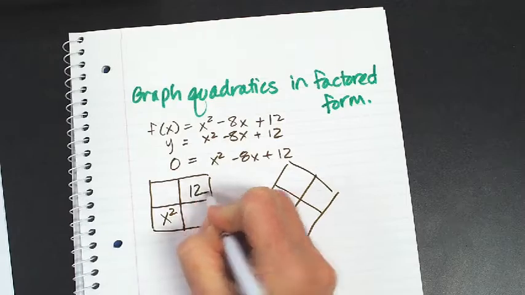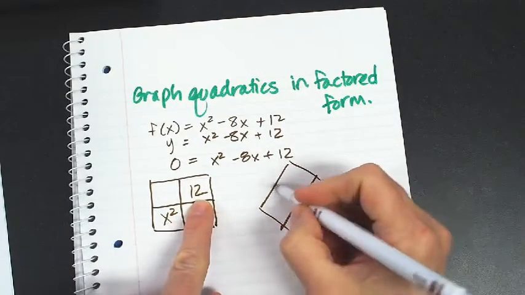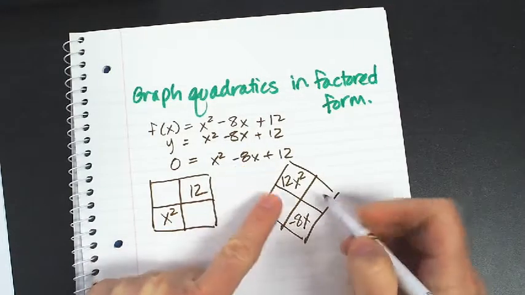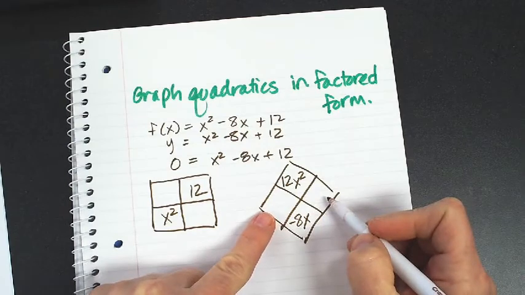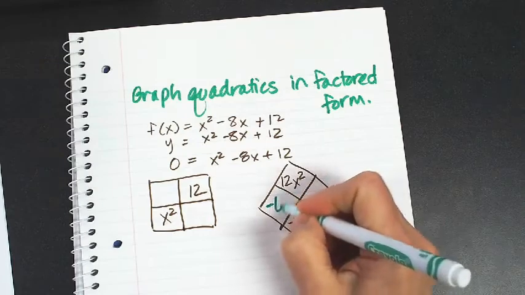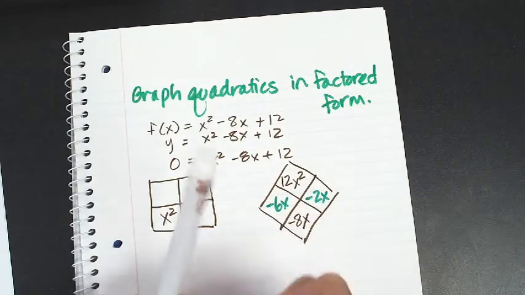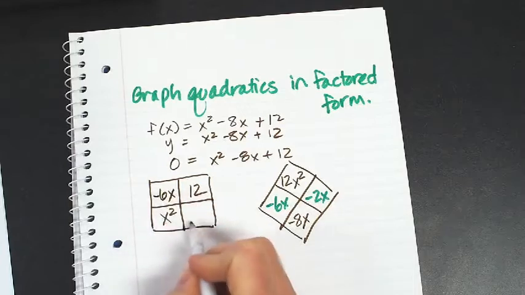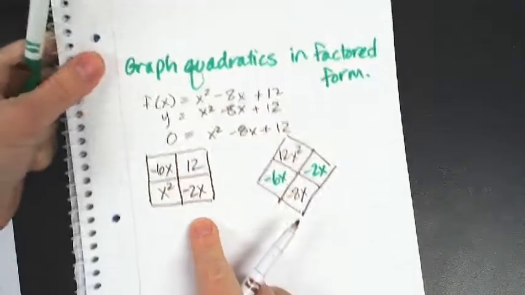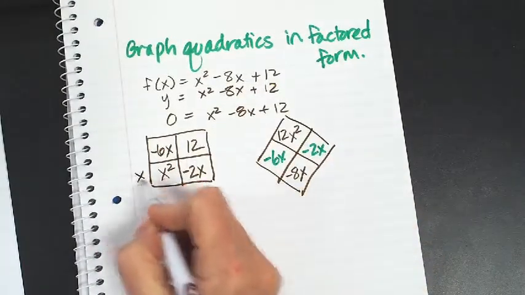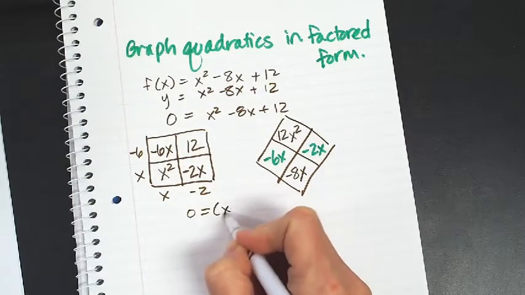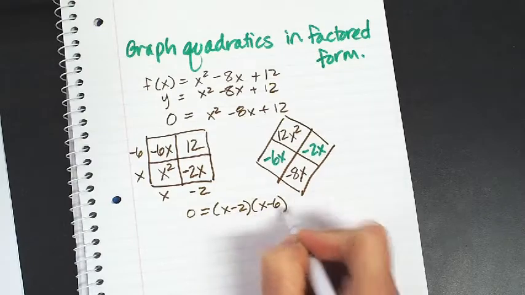X squared and 12 in opposite corners. The product of those two is the top of my diamond. The x term is the bottom of my diamond. 6 times 2 is 12, and if I make both of those negative, that will add up to negative 8. So negative 6x and negative 2x, those are my missing terms in my area model. And that's going to give me 0 equals x minus 2 times x minus 6.